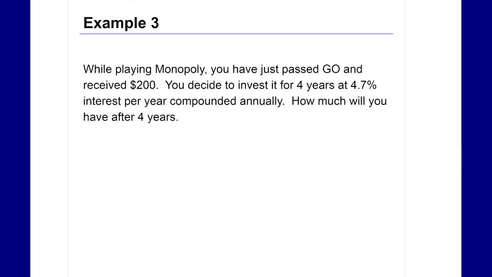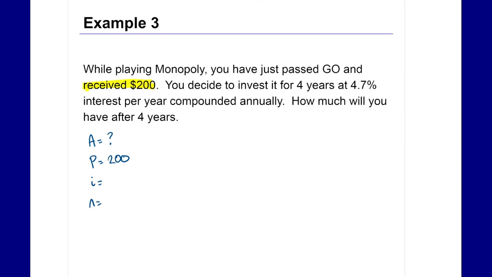So let's look at an example. While playing Monopoly, you've just passed Go and received $200. You decide to invest it for 4 years at 4.7% interest per year compounded annually. How much will you have after 4 years? So in these cases, we're going to write down all of our variables, our A, our P, our i, and our n. So our A is our future amount. We don't know because that's what we're looking for. Our P is our principal, what we start with, which is the $200.